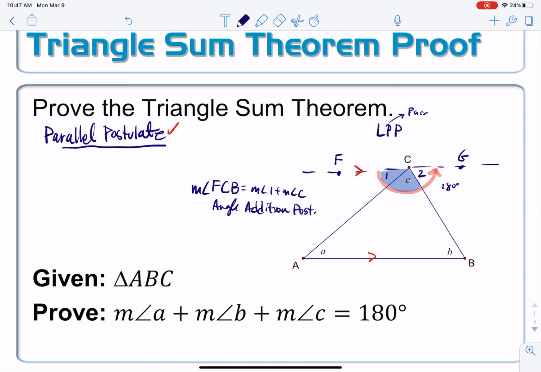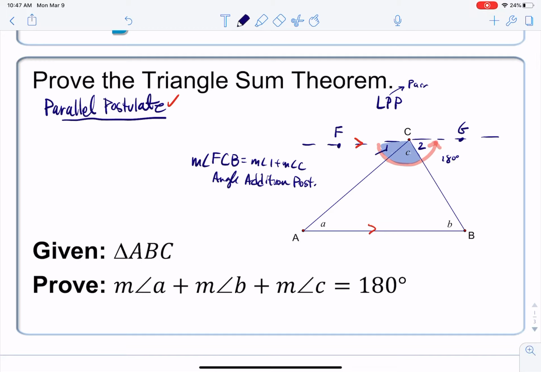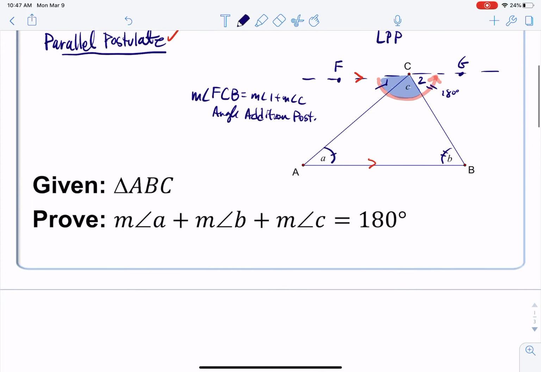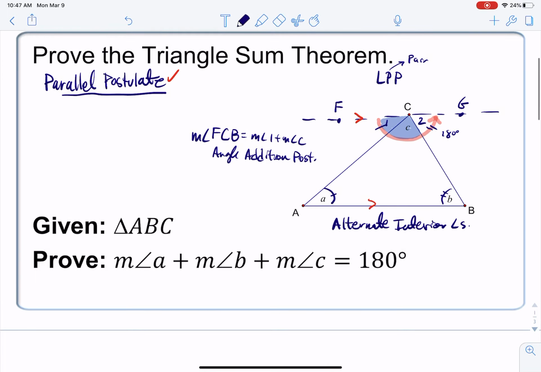And then the other thing is the fact that we've got parallel lines. The whole reason why I put that in there is that when we cut parallel lines with a transversal, we get ourselves some congruent angles. And so specifically, angle 1 that we created up here is going to be congruent to angle A here. And angle 2 is going to be congruent to angle B here, because those things are alternate interior angles, right? Alternate interior angles are congruent when we have ourselves parallel lines.